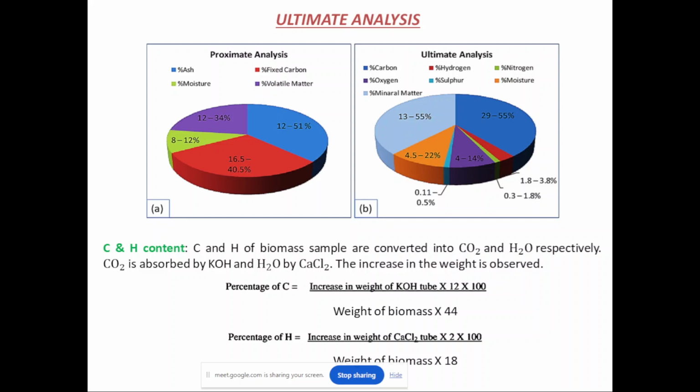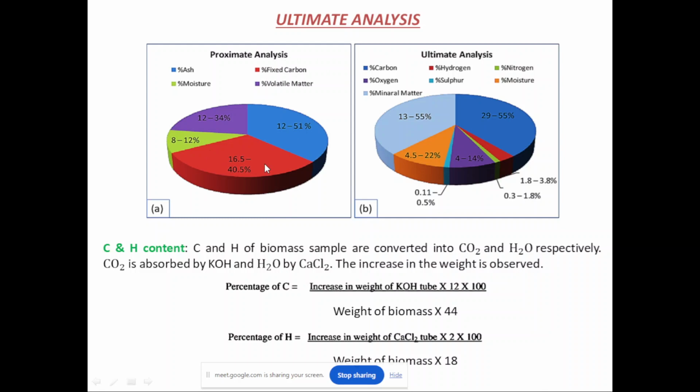But what you actually want to know is the chemical structure or the chemical composition of your sample. If you have to do that, then you have to do your ultimate analysis, where you will be able to determine the percentage of elemental composition present in the sample, such as percentage of your carbon, oxygen, hydrogen, sulfur, nitrogen and other kinds of mineral matter if present. So if you see here, these are 2 pie charts.